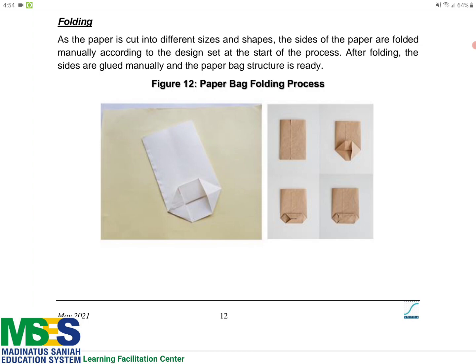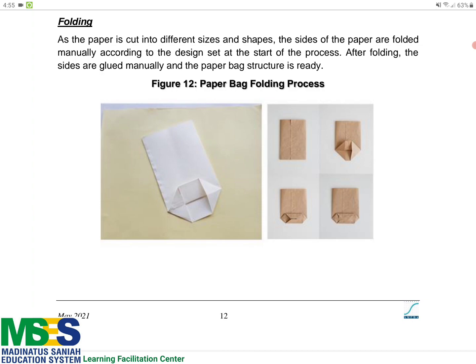And anything that crosses 170, 180 GSM, it's paper no more. It's card. It starts getting counted in the card category. 210 GSM, 250 GSM, 300 GSM. This is where we classify cards, not paper. So the quality of the paper is identified by measuring its GSM.